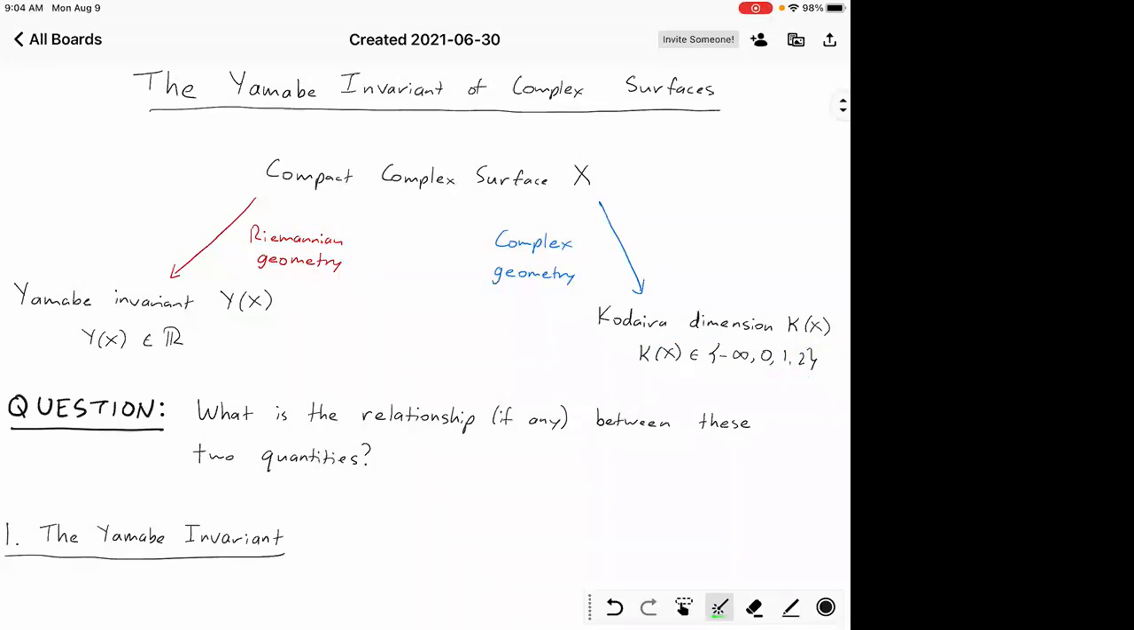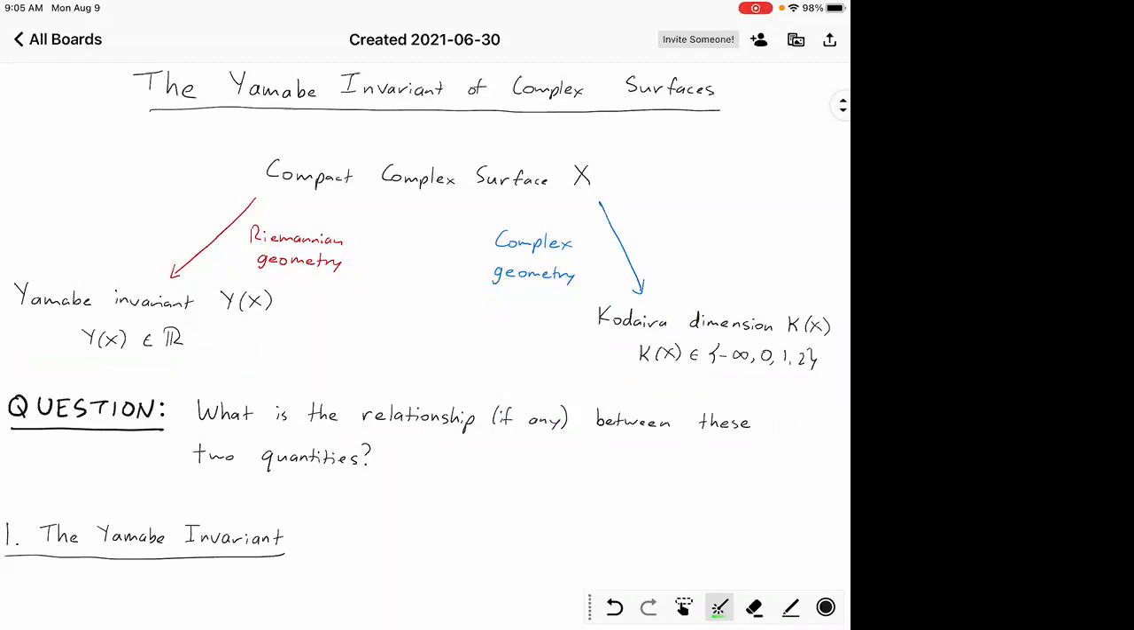So the question that I'm trying to address in these series of talks is, what is the relationship, if any, between these two quantities? So it may be unclear that there should be anything, because one is purely coming from Riemannian geometry. In particular, it doesn't depend on the choice of complex structure I've chosen, whereas the Kodaira dimension a priori does. Okay, so it could be that I could have two different complex surfaces which have the same underlying smooth 4-manifold, but they're not the same as complex manifolds. So you would expect to have the same Yamabe invariant, but different Kodaira dimension. Okay, so this question, it's not immediately clear that there should be an answer.